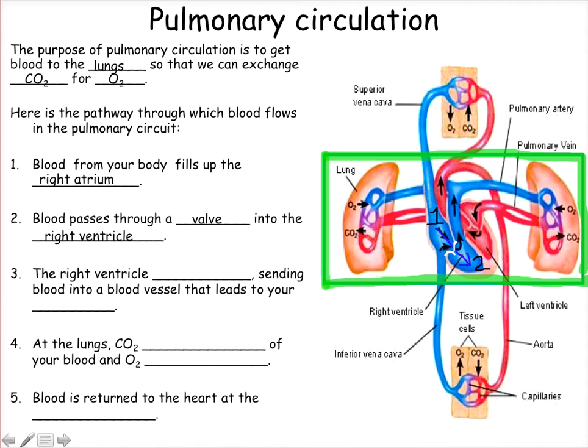From there, once the right ventricle is full of blood, it will contract, and that contraction will send blood from the right ventricle up and into the arteries that lead to the lungs. So you can see I did one side there, but remember you have lungs on both sides, so we'll also go into the lungs there.